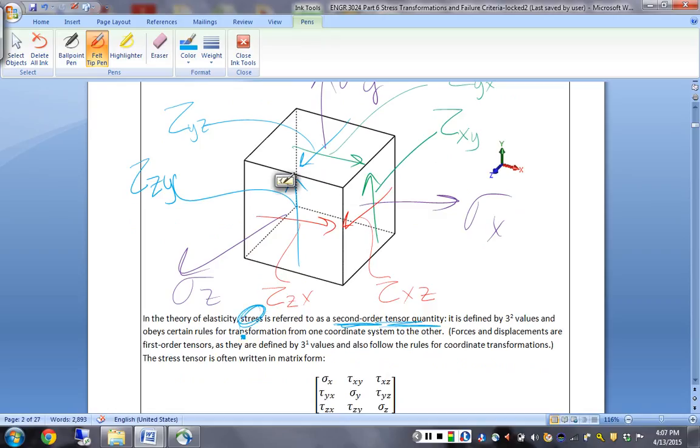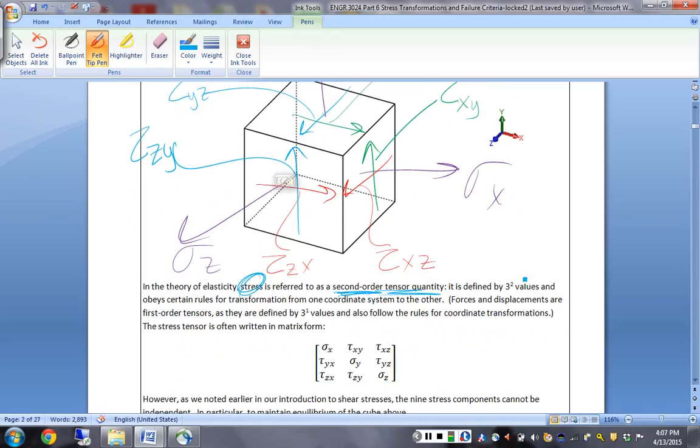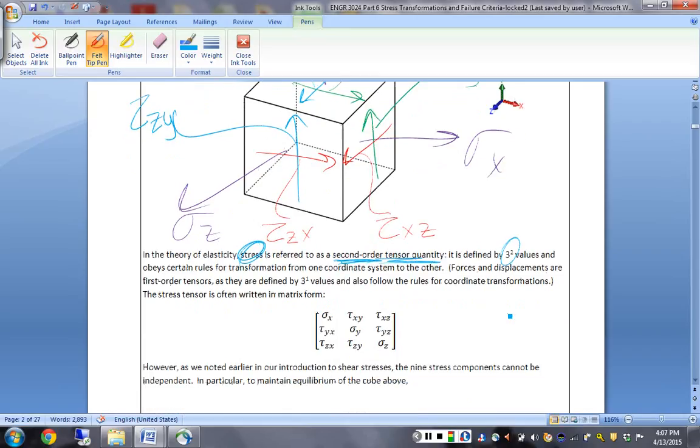So stress, the stress state, is a second-order tensor, which means it's 3 squared values. And the important thing that we're going to take advantage of today is that we can do these coordinate transformations. Force and displacement are first-order tensors, meaning they have 1, 2, 3 elements as opposed to 9. And we can put these in this matrix. It's a diagonal matrix. My normal stresses are on the diagonal, sigma x, sigma y, sigma z. And I populate it so that it ends up being diagonal about those normal stresses.